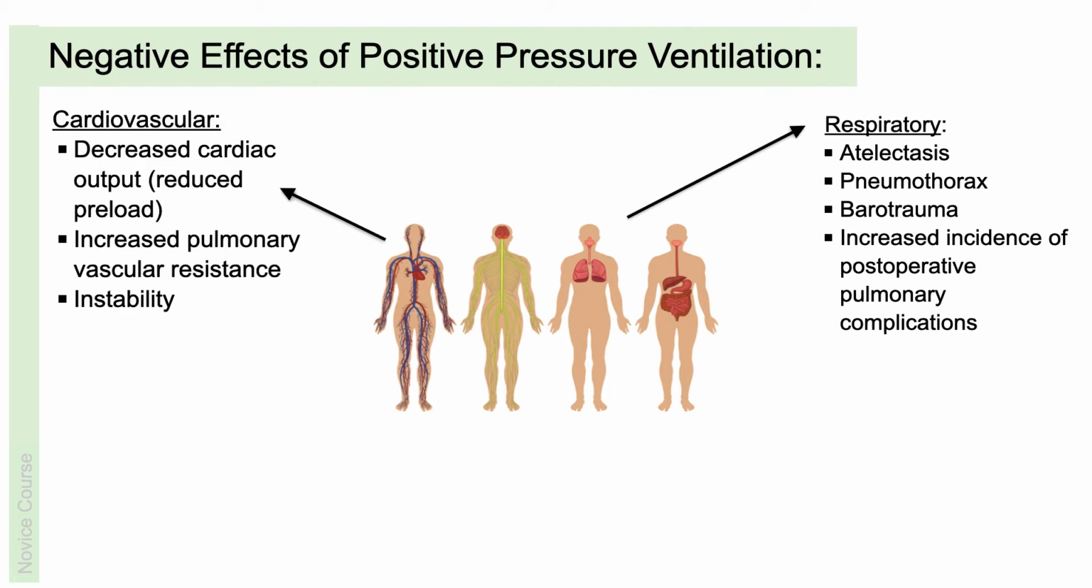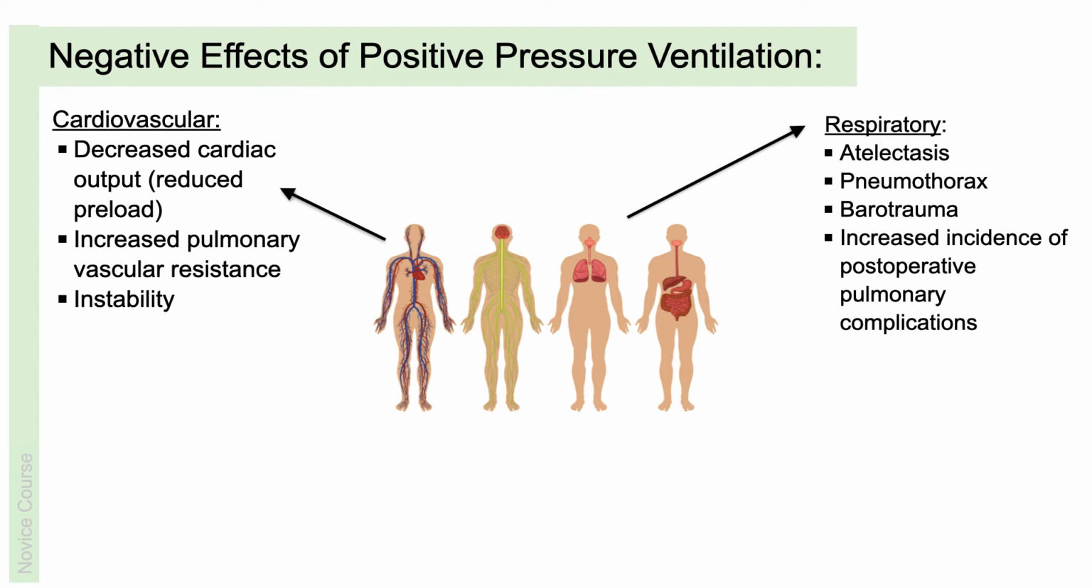Moving on to the cardiovascular system. The positive pressure applied to the thorax during positive pressure ventilation is transmitted to the other structures within the thorax, including the vasculature. Compression of the venous structures results in a reduction in preload to the heart, and thus a reduction in stroke volume and cardiac output. In healthy patients, this doesn't cause too much of an issue, but in patients who are already cardiovascularly unstable or hypovolemic, the effects of this reduction in cardiac output can be significant and cause significant instability.